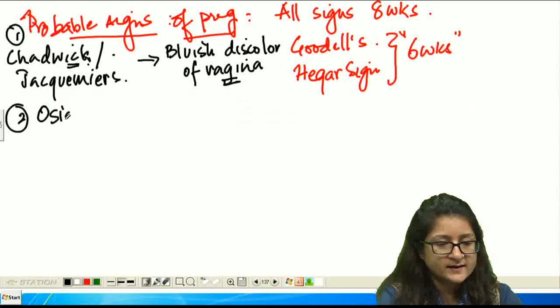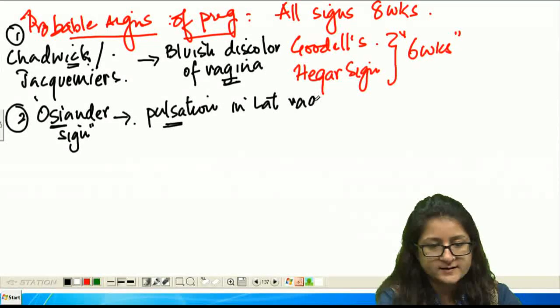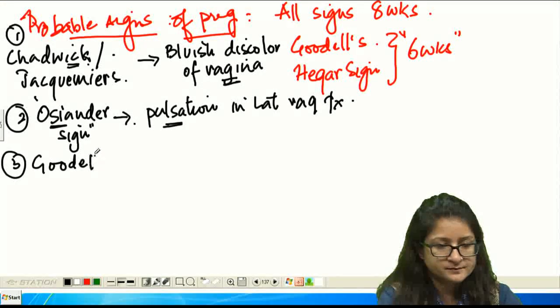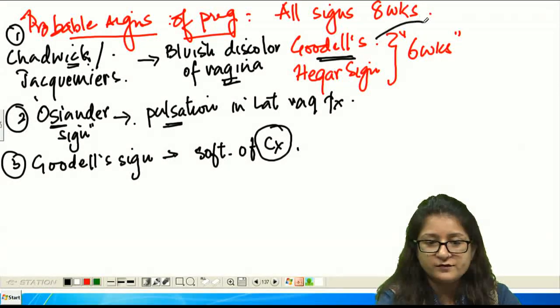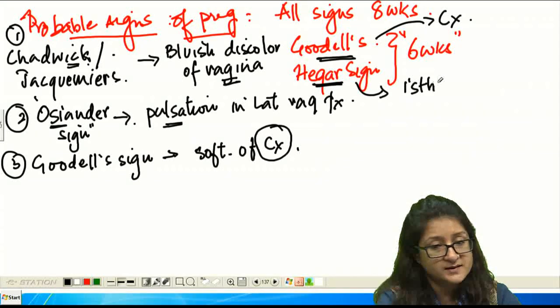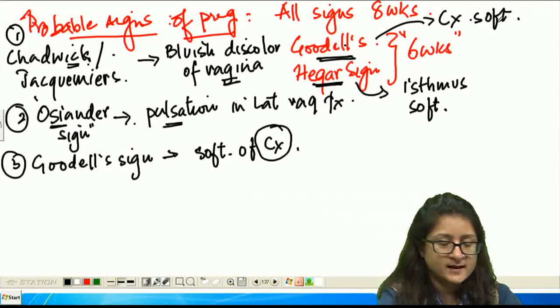Second is your Osiander sign. Osiander sign, ocean has pulses. Ocean pulse, so pulsation in the lateral vaginal fornix, that is called the Osiander sign. Then Goodell sign. Goodell sign means softening of the cervix. Very, very important. Goodell sign is softening of cervix. Hegar's sign is softening of the isthmus. And Goodell sign is softening of the cervix, right?